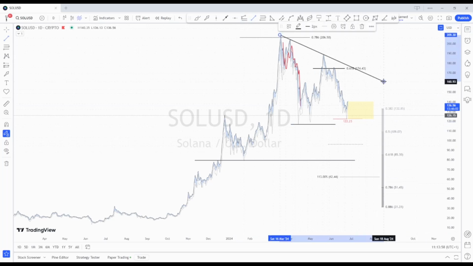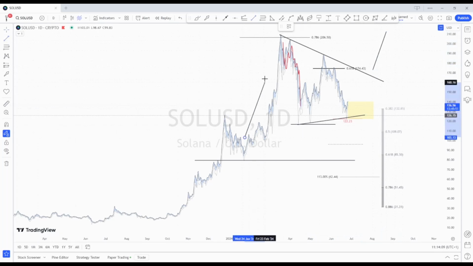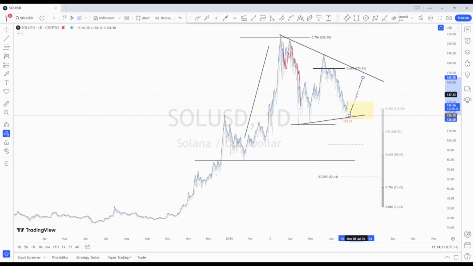We are talking about a potential triangle here, and if the market holds these levels, holds these supports, that may trigger more momentum to the upside in the direction of the previous swing high. Very much the same as before, a period of consolidation, and we may see this period of consolidation extending inside this triangle.